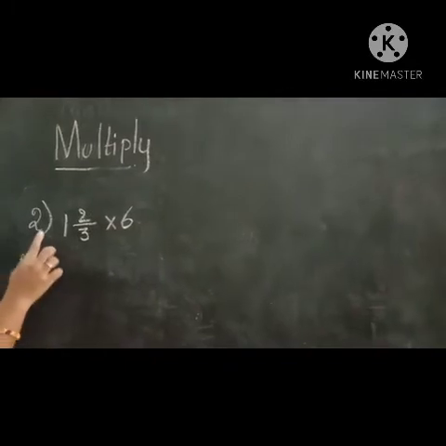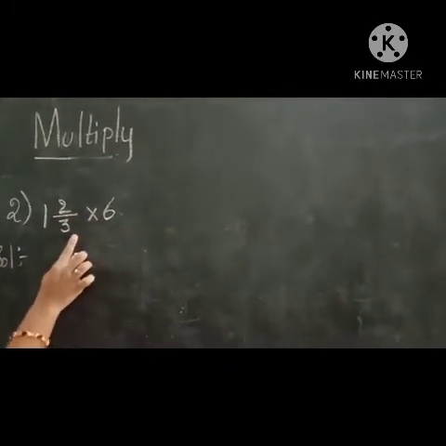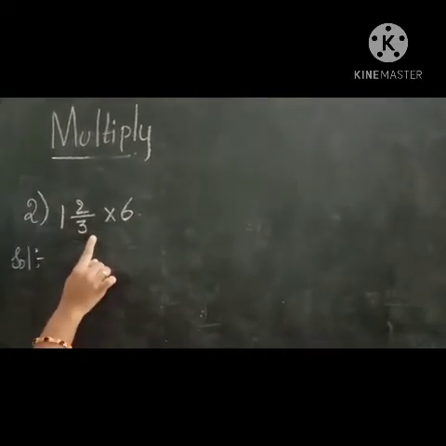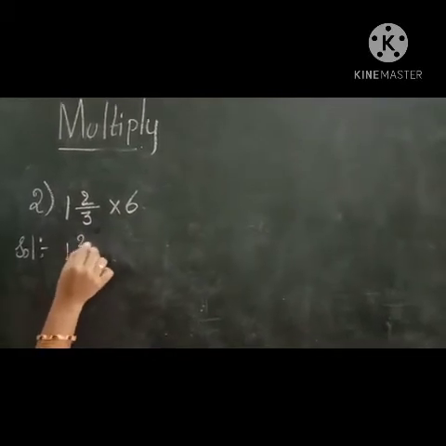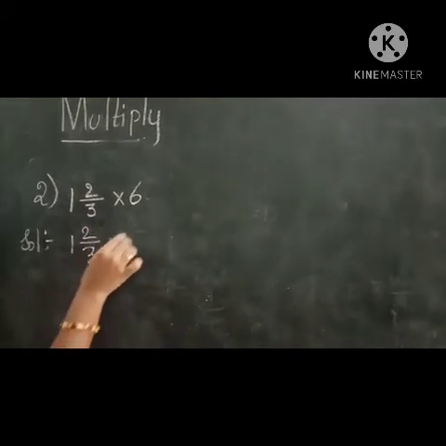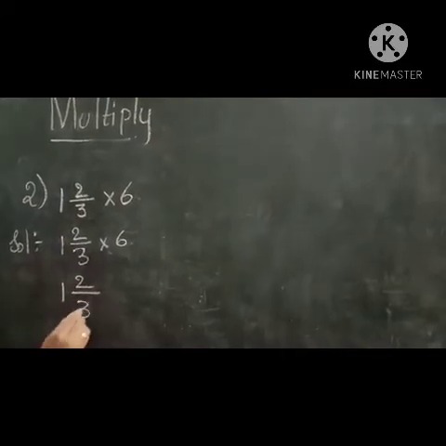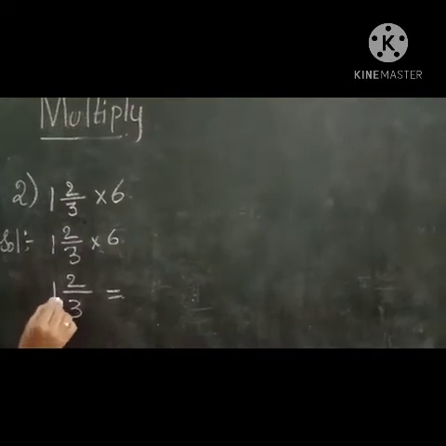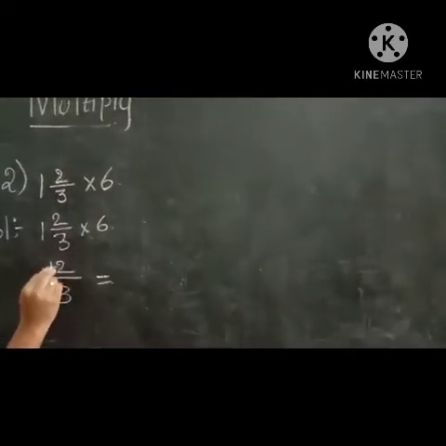See children, second side, 1 2 by 3 into 6. Here, which number is this? This is a mixed fraction. We have to convert this number into an improper fraction first. Afterwards we have to do the multiplication. See here, 1 2 by 3 equals to, in between 1 and 3 we have to keep into, and in between these two numbers we have to keep plus.